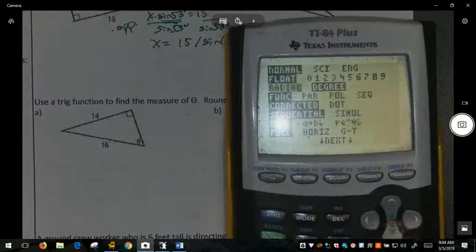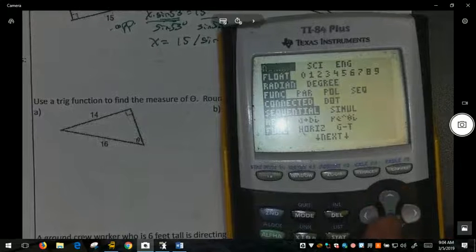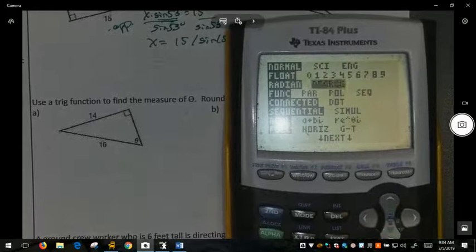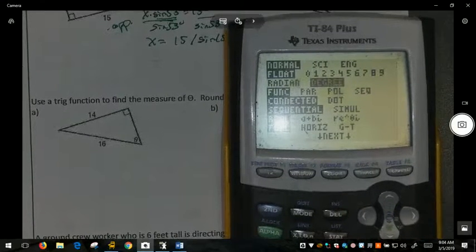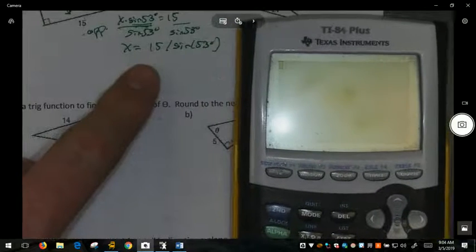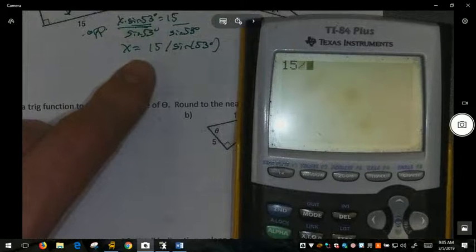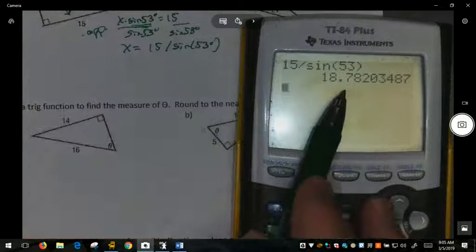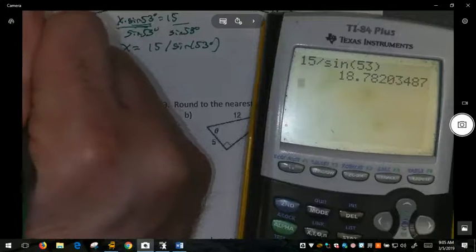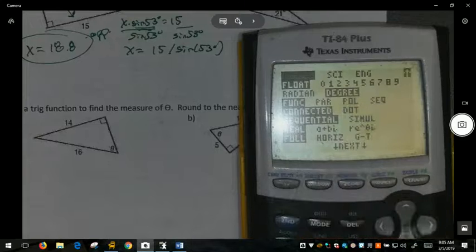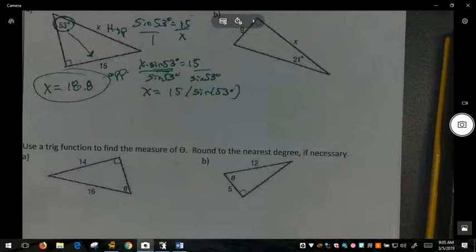And for most of you, radian will be highlighted. There will be times in this unit where we will have to go into our calculator and highlight radian mode. But for now, we're working in degrees. So we will highlight the degree mode and hit enter so that it is the highlighted mode. Now I can plug this into the calculator and get the right value. 15 divided by sine of 53 is 18.78. They asked us to round to the nearest tenth, so this would be 18.8. Again, make sure that your mode is on degree. If you use radian mode, you will get a completely different answer.